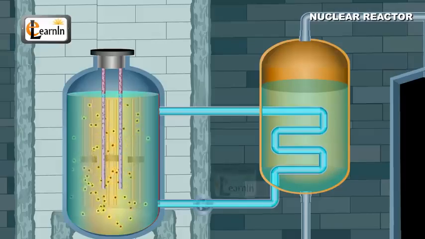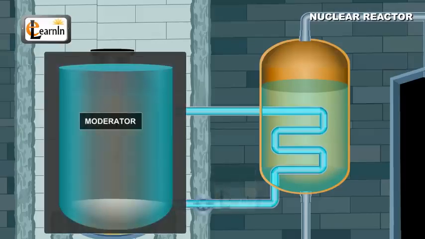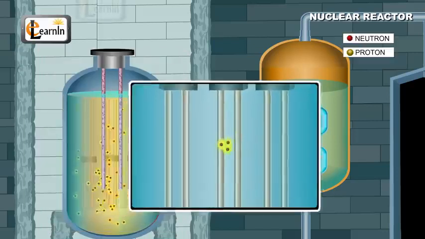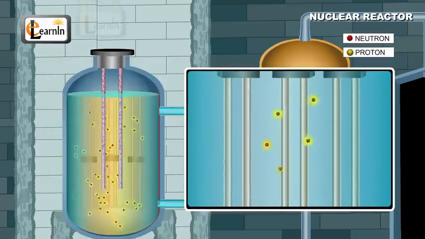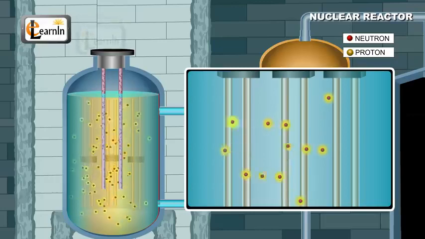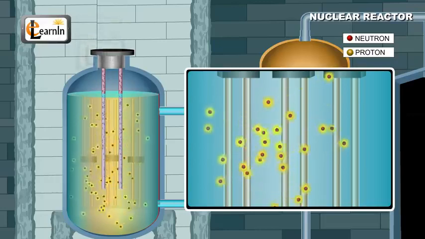These fuel elements are normally immersed in water, which acts as a moderator. The objective of a moderator is to slow down the high-energy neutrons in a nuclear reactor, which are produced during the nuclear fission process by the fuel elements.